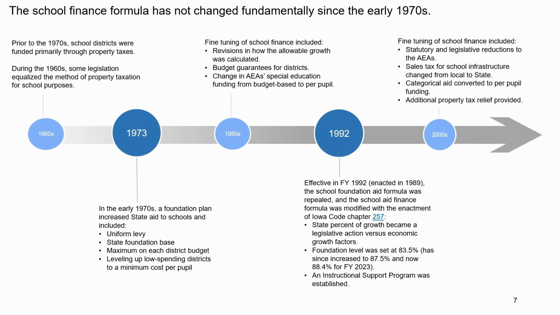Effective in fiscal year 1992, enacted in 1989, the school foundation aid formula was repealed, and the school aid financial formula was modified with the enactment of Iowa Code Chapter 257. The state percent of growth became a legislative action versus economic growth factors. Foundation level was set at 83.5% and now 88.4% beginning with fiscal year 2023. And also an instructional support program was established.